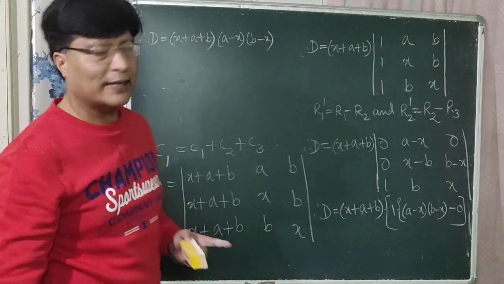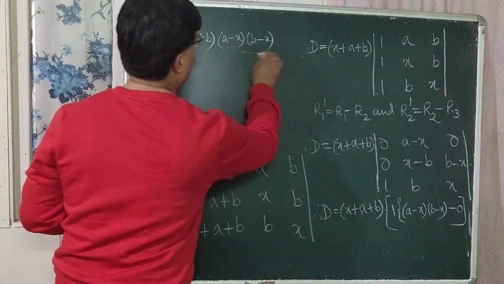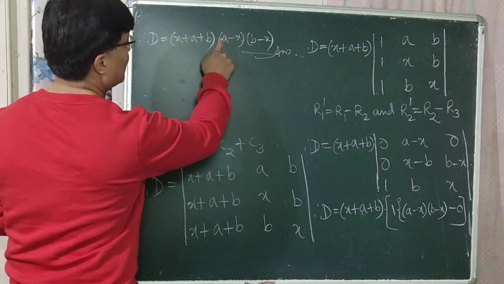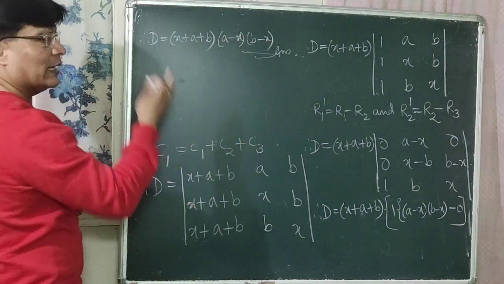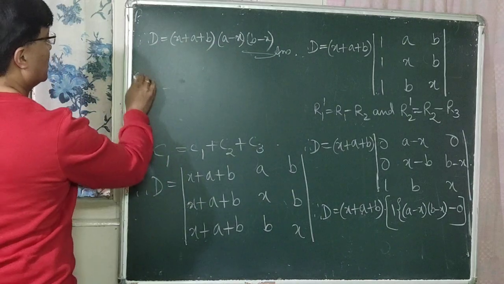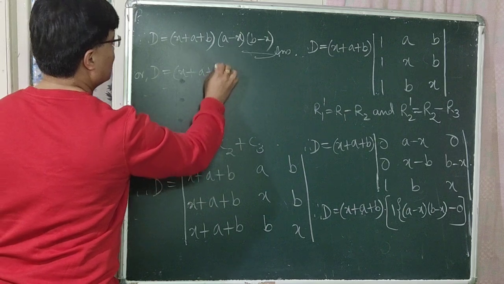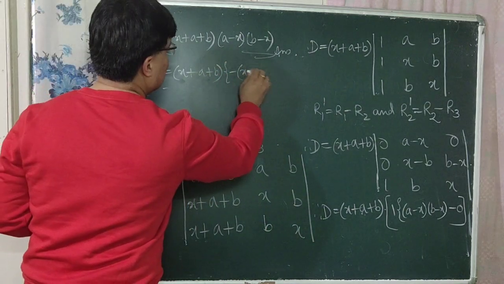About 1, you have to delete the row and the column through this element, plus 1. So a minus x into b minus x, it is cross multiplied. A minus x into b minus x. In this case I have minus, and 0 into any number is always 0. That is 0 into x minus b is always 0, right? So what will be the final answer now?